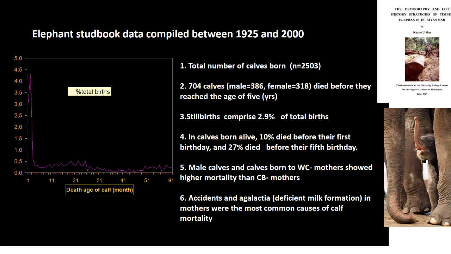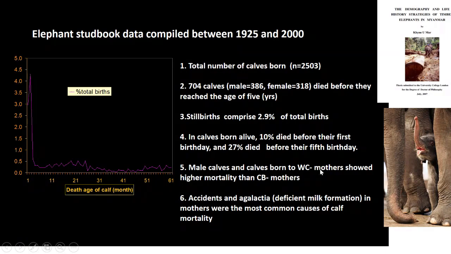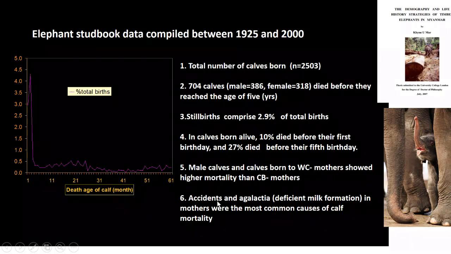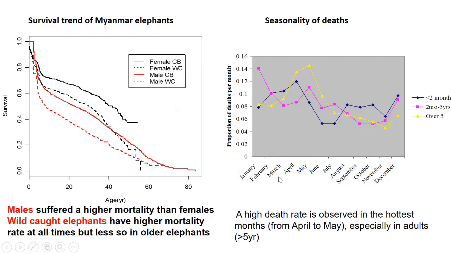We also reported that male calves, and calves born to wild-caught mothers, showed higher mortality than calves born to captive-born mothers. Accidents and deficient formation are the most common causes of calf mortality. This is what I reported in my thesis.